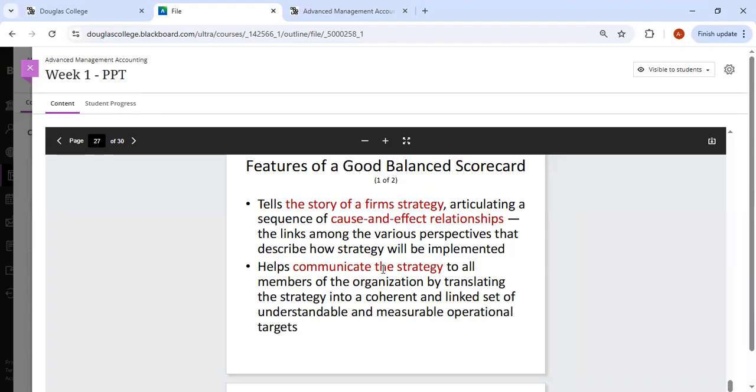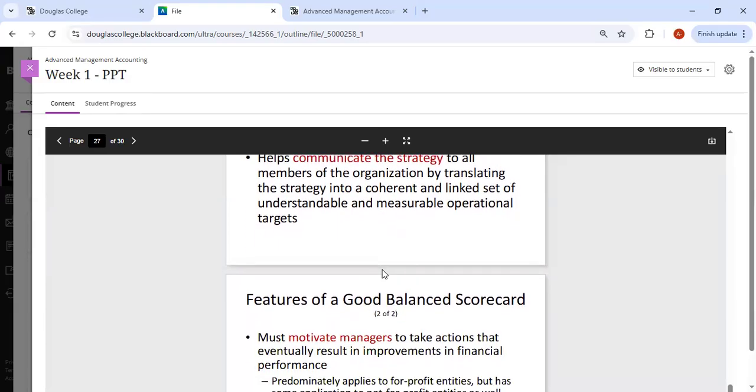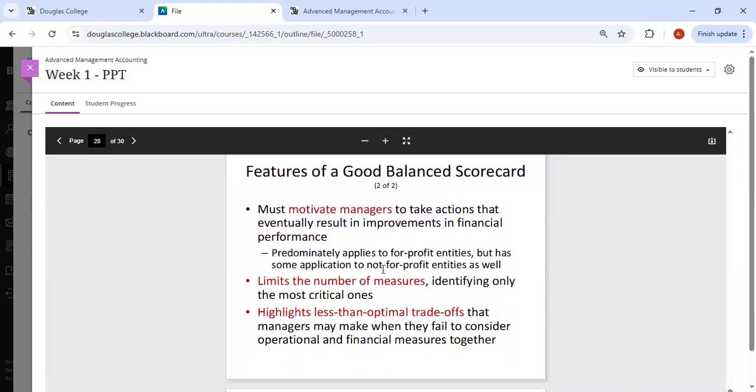by making this link between different perspectives. That will be easy to understand, and we can measure the operational targets within the organization. The other thing is we can motivate the managers to take action.